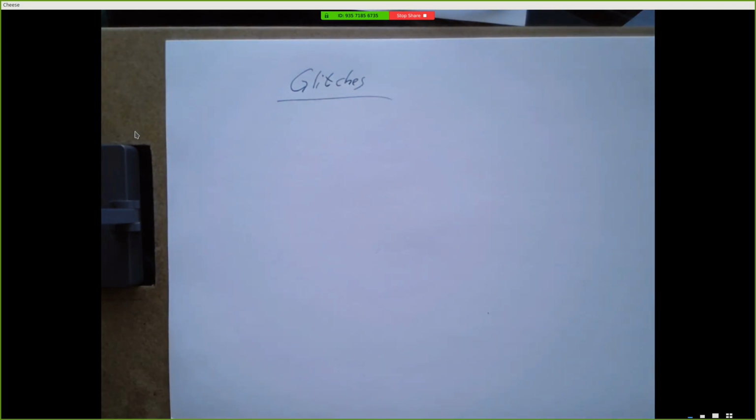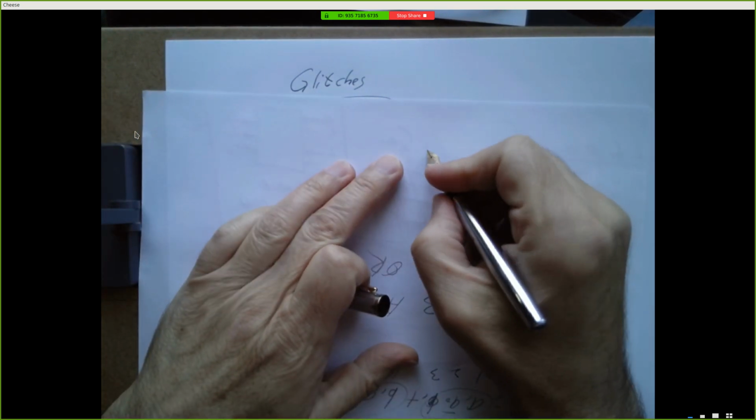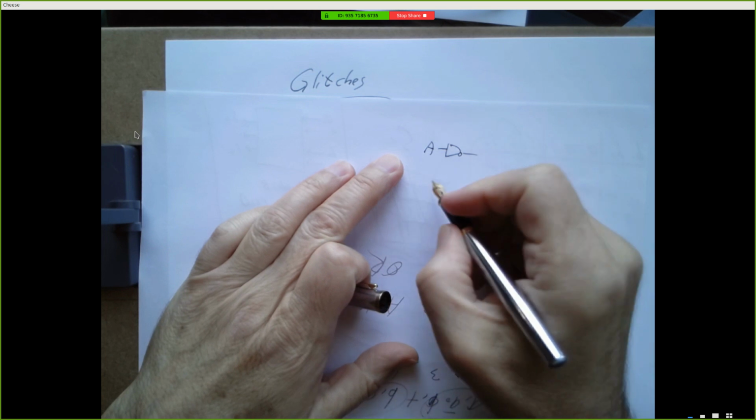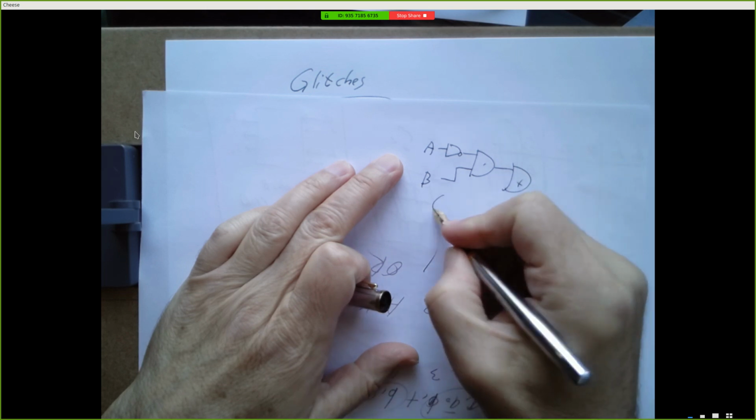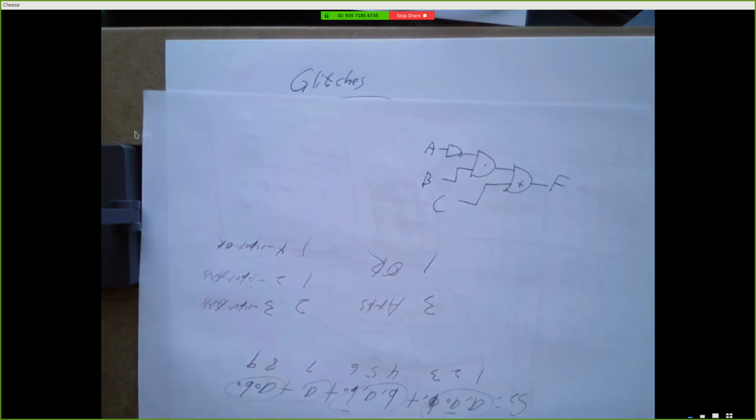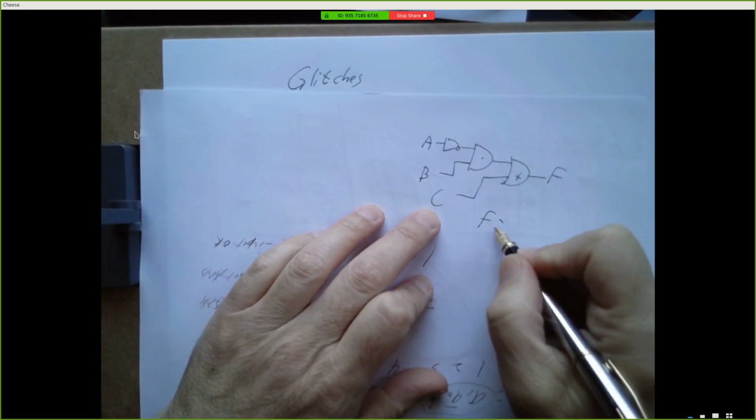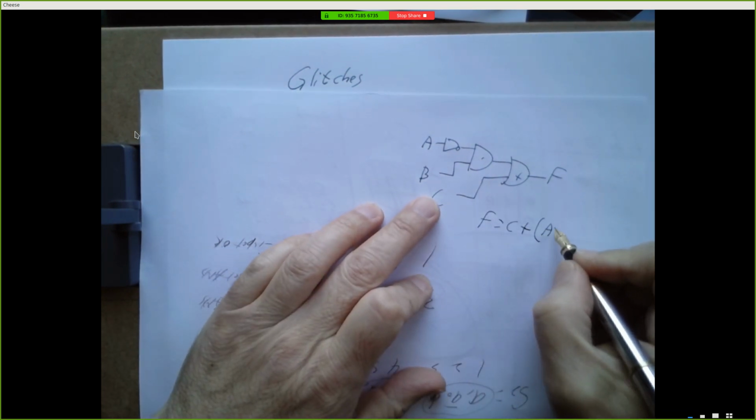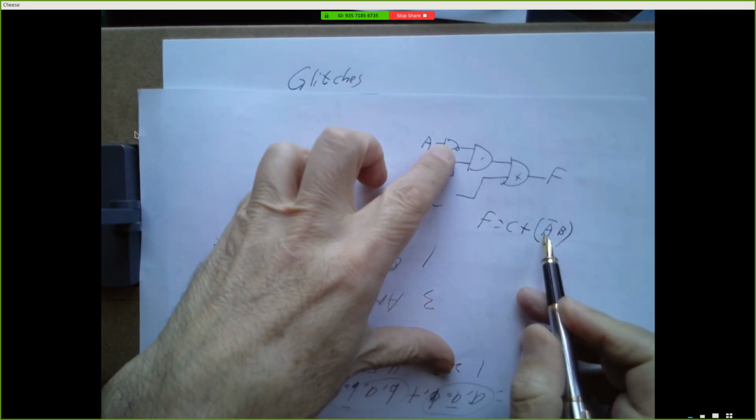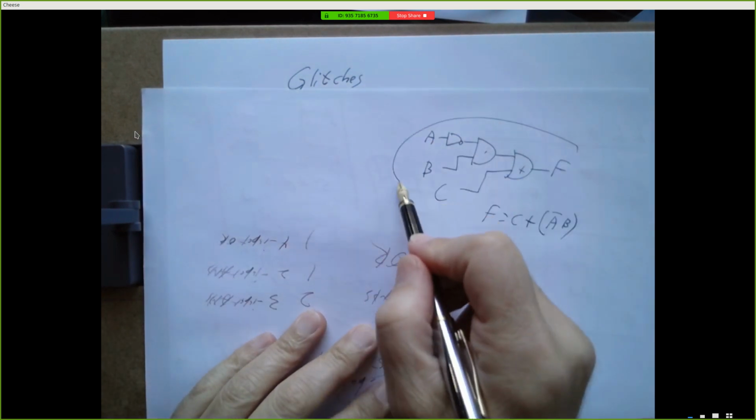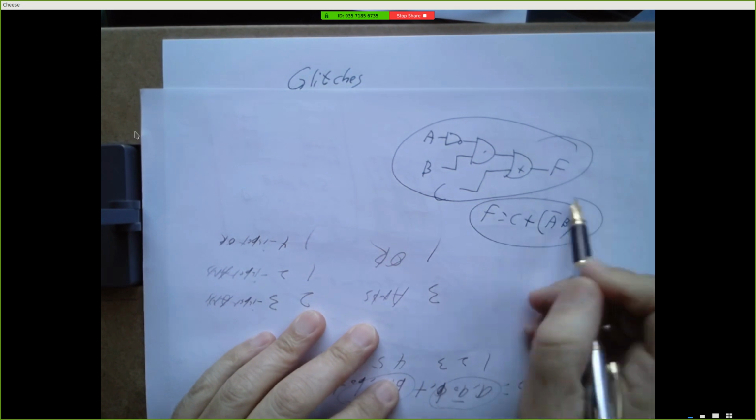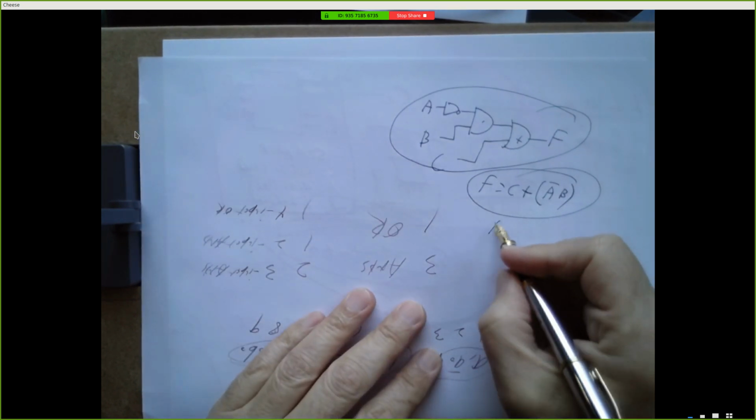So far we've been looking at circuits and equations as the same thing. Right? We draw a circuit that does something like this. A goes through an inverter and B goes into an AND gate, and this goes into an OR gate with C, and we get a function f. And we could write f equals C or A bar B. Right? A gets inverted, ANDed with B, that gets ORed with C, that's where f is. And this is the circuit diagram, and this is the Boolean equation, and we could write a truth table.